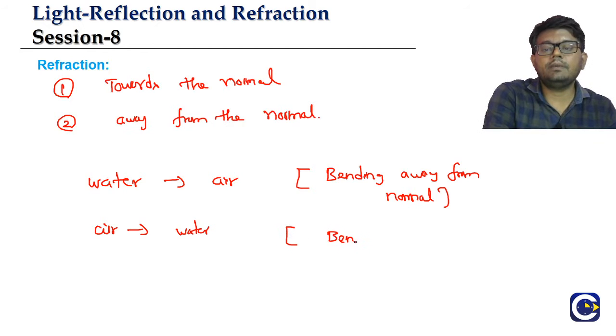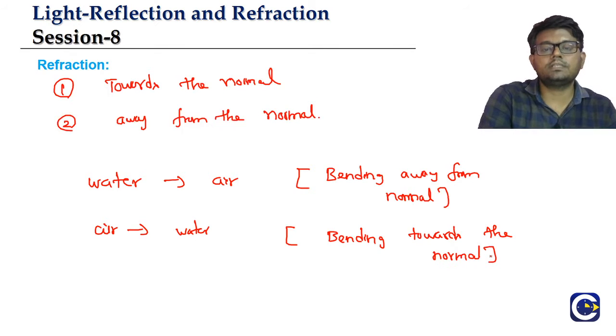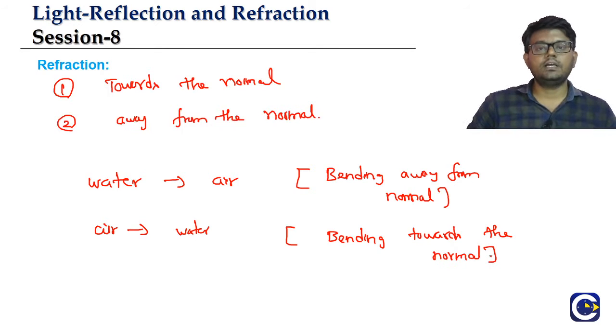So when they go from air to water, what will happen? The light rays will be bending towards the normal. So these are the two possibilities of bending of the light rays.